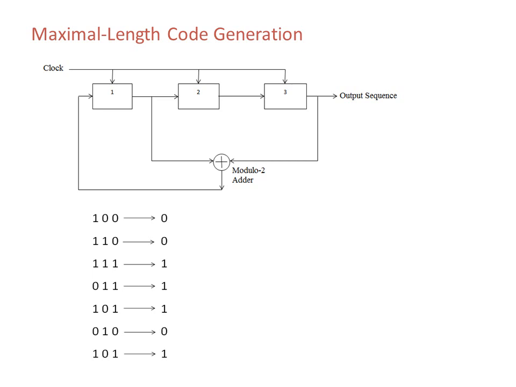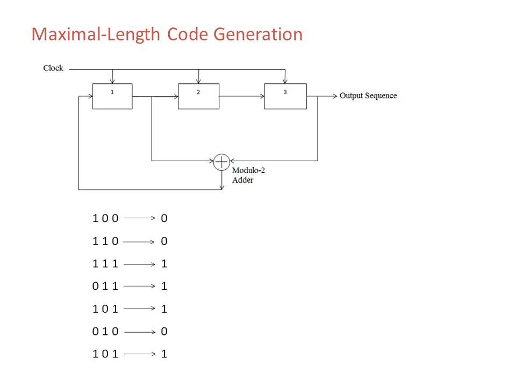But at the same time, the first shift register output is 1 and the third shift register output is 0. So the XOR operation takes place between these two. The output is 1, that is again given as input to the first shift register.